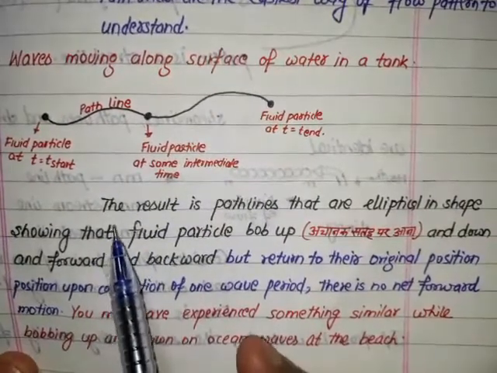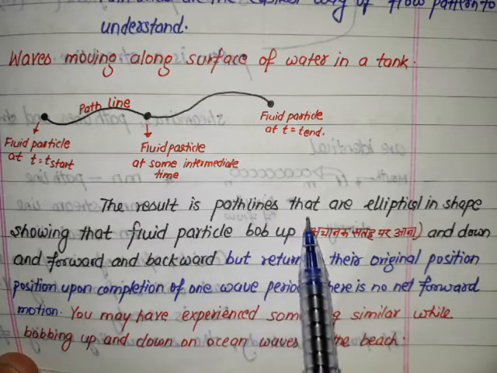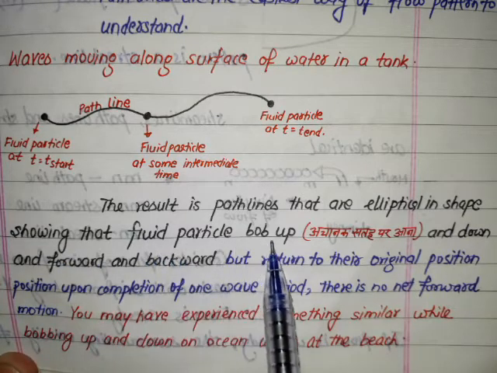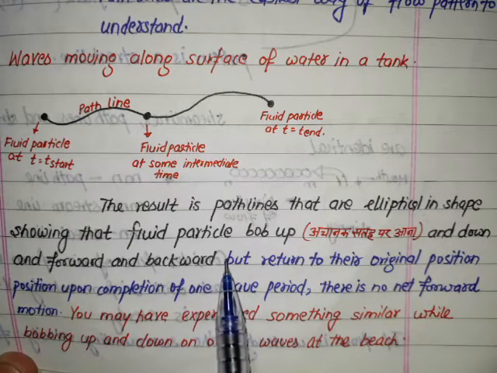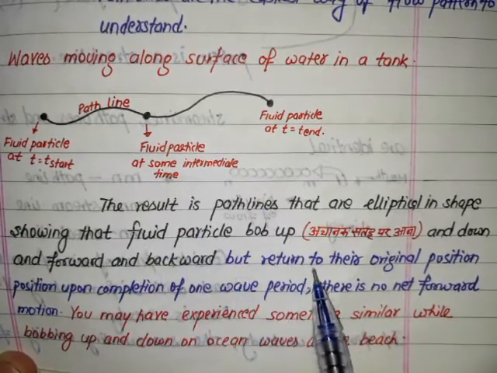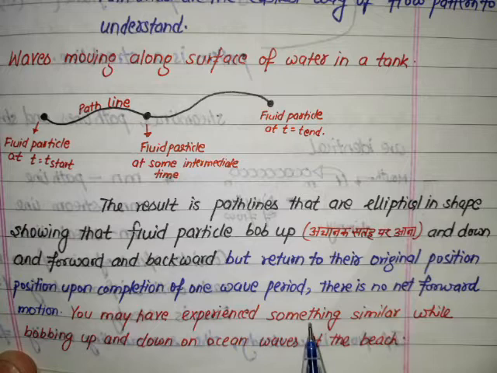So now the result is path lines that are elliptical in shape, showing that fluid particles bob up and down and forward and backward. So as we can see, they bob up, down, forward, backward, but return to their original position upon completion of one wave period. So there is no net forward motion. And you may have experienced something similar while bobbing up and down on ocean waves at the beach.